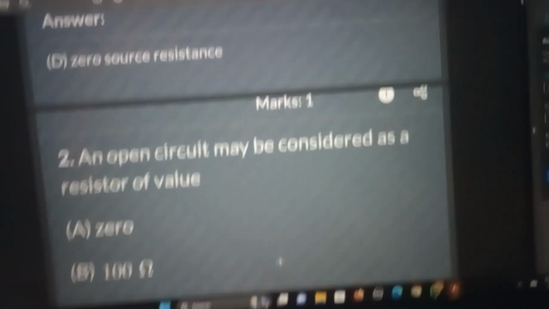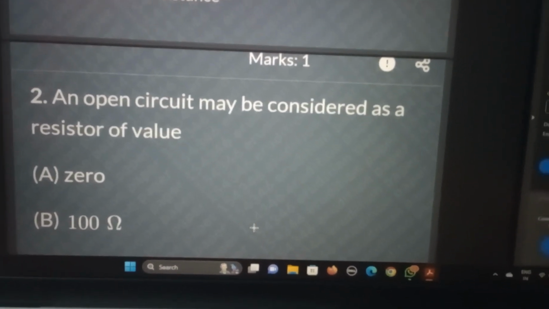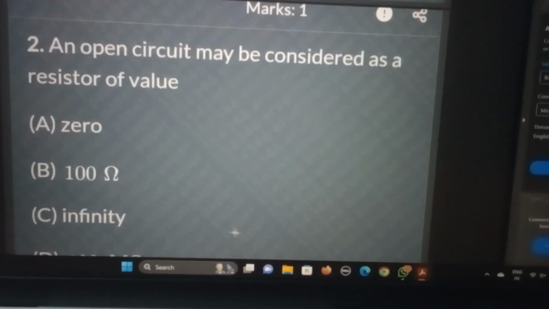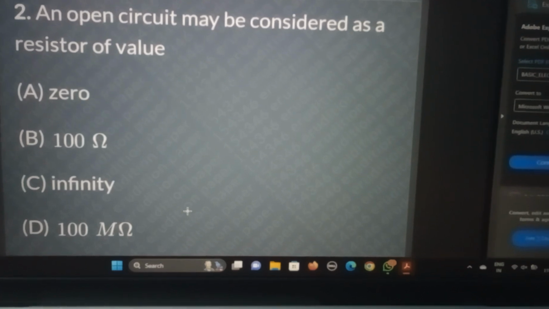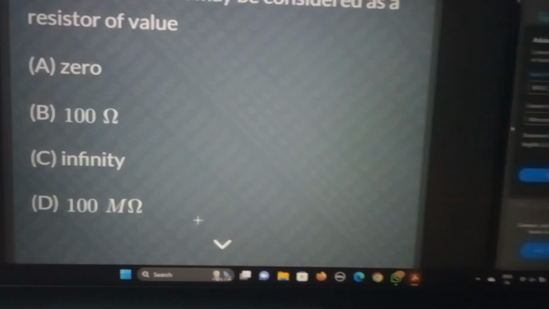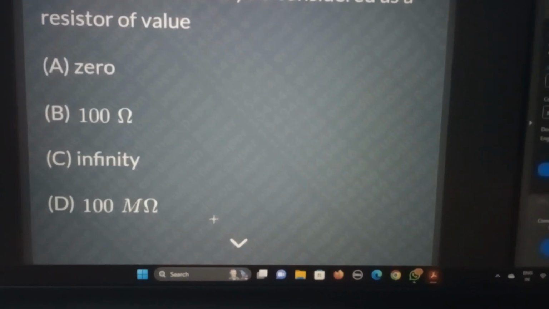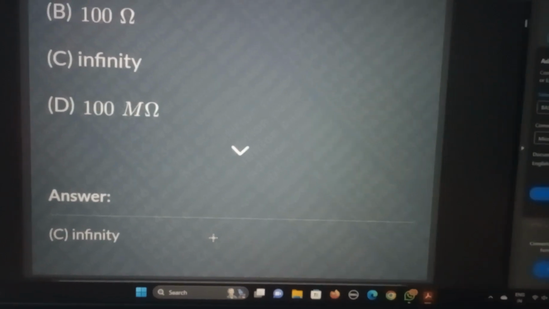Number 2. An open circuit may be considered as a resistor of value: option A, 0; option B, 100 ohm; option C, infinity; option D, 100 mega ohm. The answer is infinity.